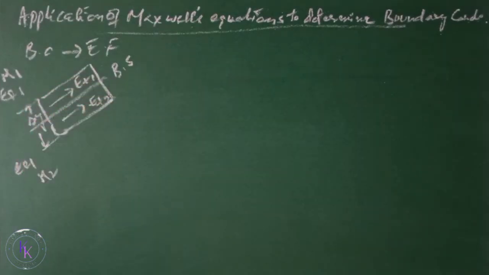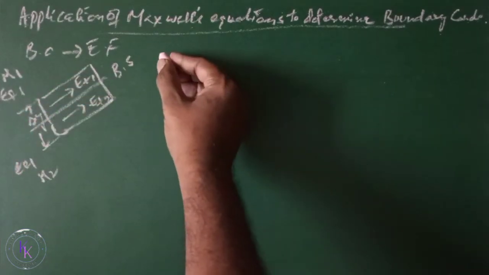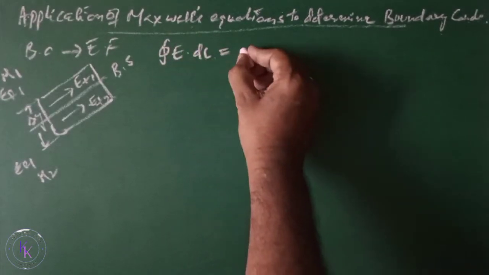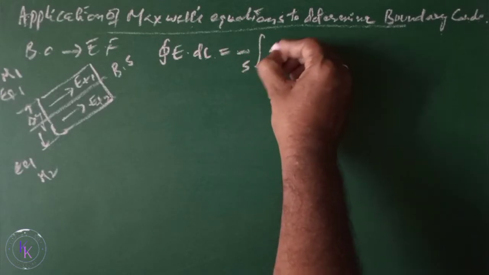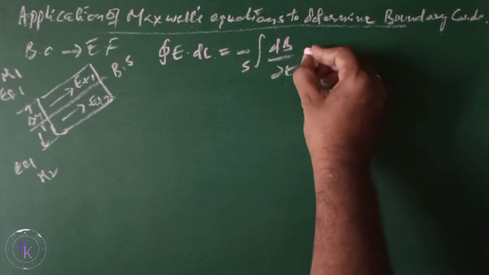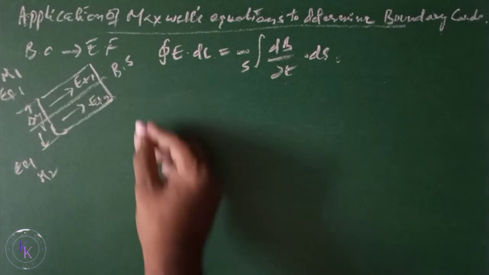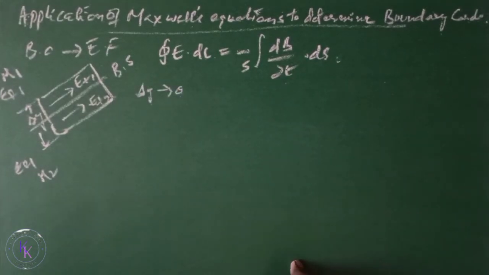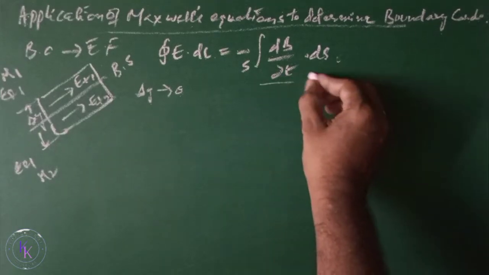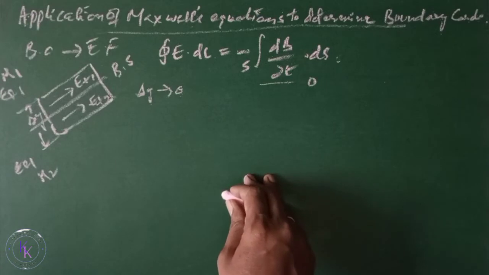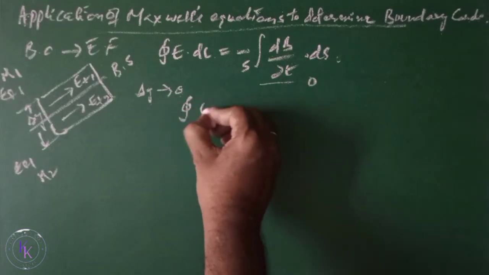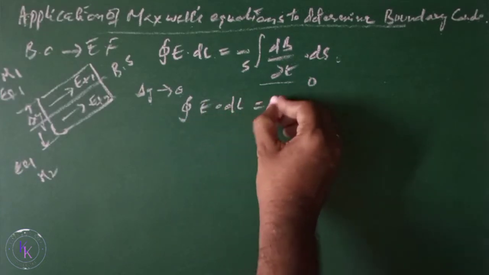Now applying Maxwell's equation derived from Faraday's law, that is, closed line integral of E dot dl equals minus closed surface integral of dou B by dou t dot ds. As delta y tends to 0, the area of the closed path also approaches 0, and hence the right hand side becomes 0, even though the magnetic flux density B has a finite value. Then closed integral of E dot dl equals 0.